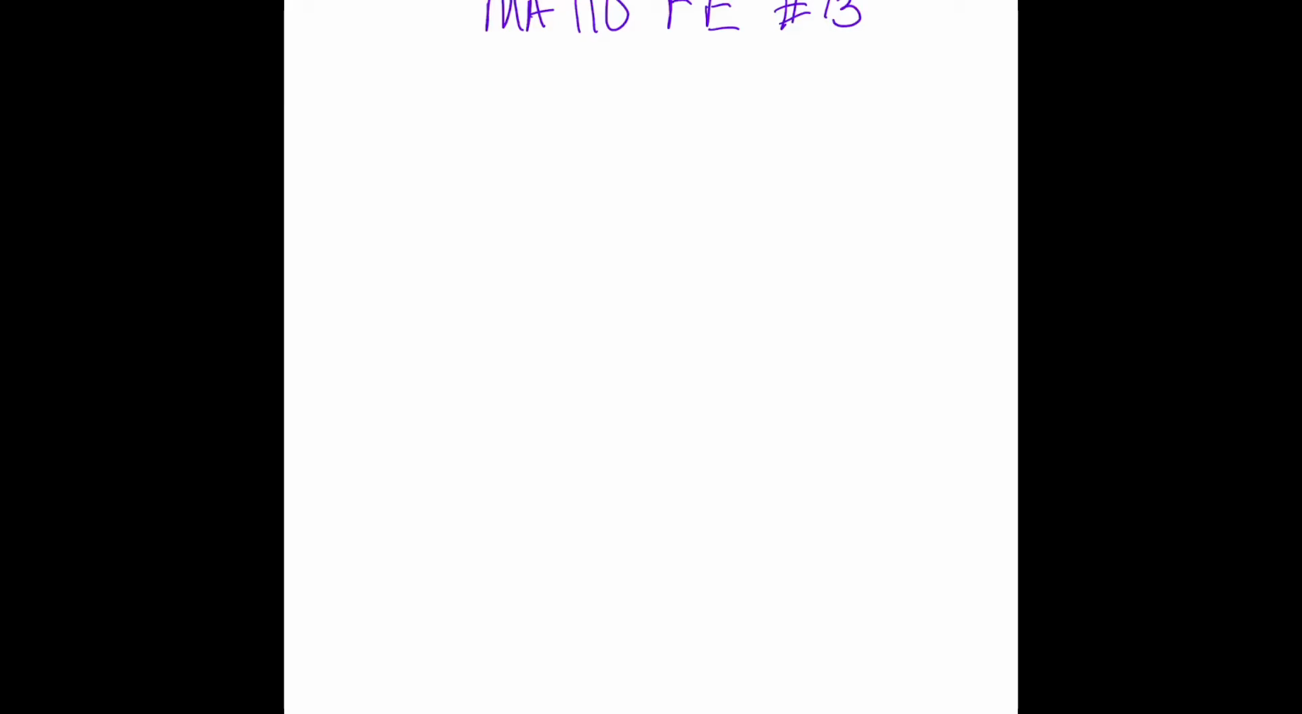Okay, so this is MA 110, the final exam review, question number 13. We're asked to find the formula for an exponential function that passes through the two given points. The points we are given for part A are (-5, 6) and (3, 2). Those are the two points that we're given.